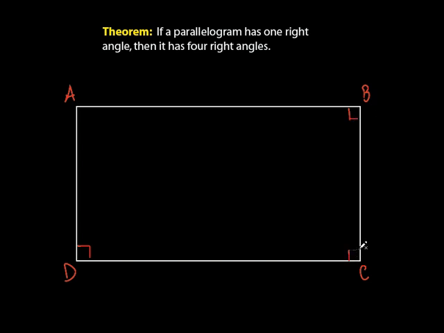That's also 90. You could do the same thing here, you could do the same thing here, or you could say A and C are equal to each other, all kinds of ways to get angle A, and there you go. If a parallelogram has one right angle that's given to you, then that means all the other angles have to be right angles as well.